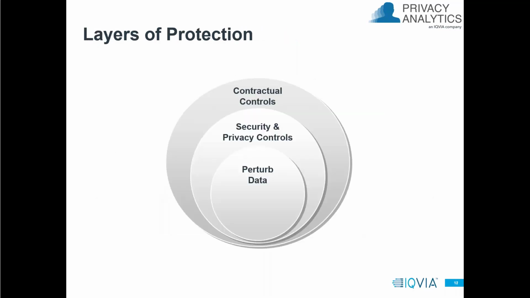So basically, the idea of risk-based de-identification or risk-based anonymization is that you have multiple layers of protection. You have some initial risk. You put in place contractual controls to chip away at that risk. Then you have some residual risk. So you implement some security and privacy controls to chip away at that risk. Then you have some residual risk, and you control that residual risk by perturbing or modifying the data.